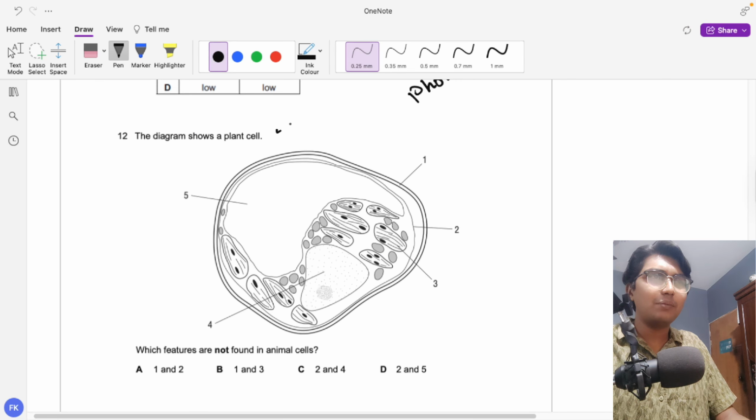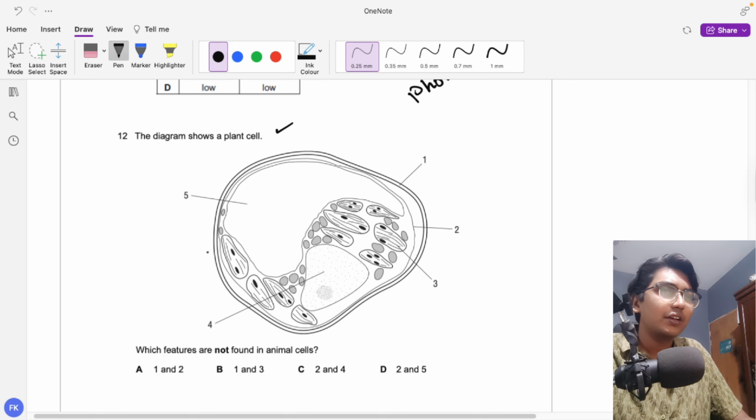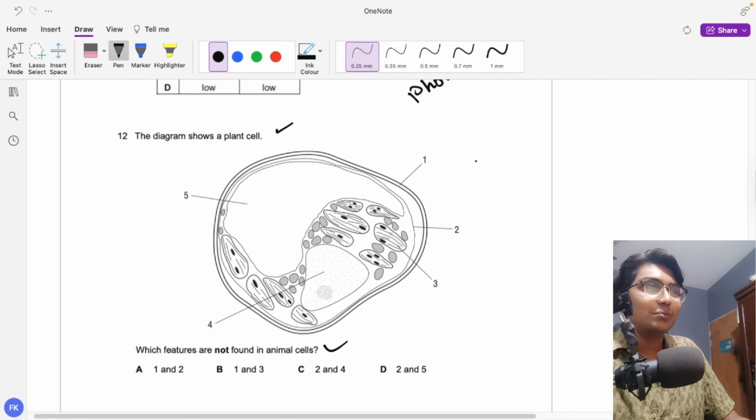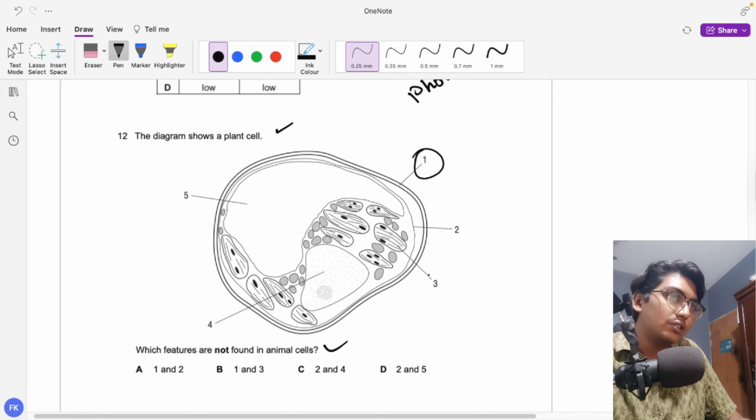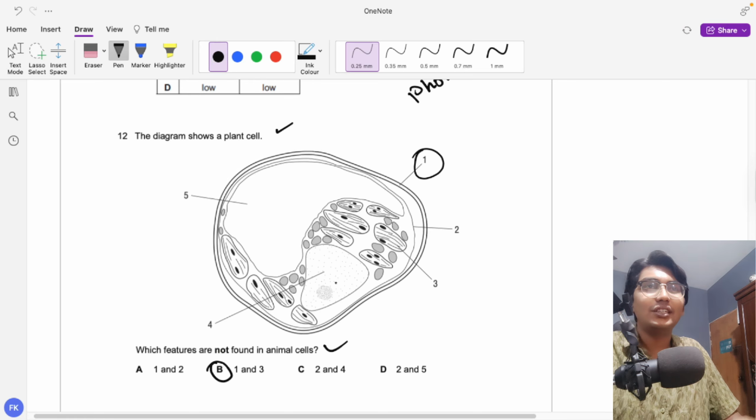The diagram shows a plant cell. Which features are not found in an animal cell? So it should be easy. For example, 1, it should be 1, and if they marked chloroplast, we can write chloroplast as well. 1 and 3 could be the answer. Yes, 1 and 3 is the answer.